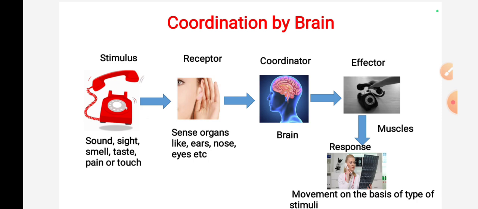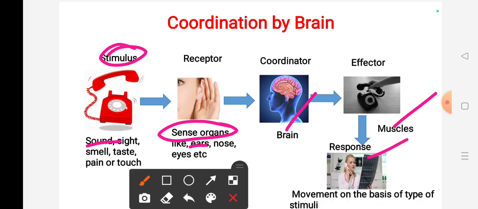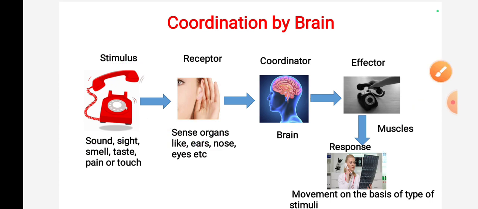Here we took a simple example. When a telephone bell is ringing, it is a stimulus. It produces sound. That sound is sensed by a sense organ, like the ears here. Then it sends the signal to the brain. Then the brain sends signals to muscles. Muscles show movement on the basis of the stimulus.